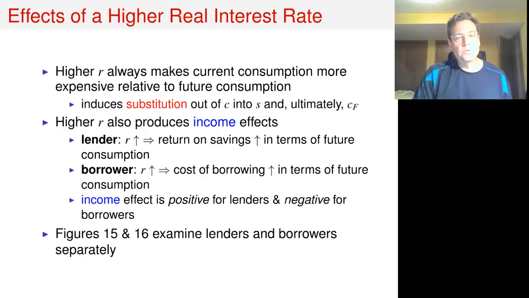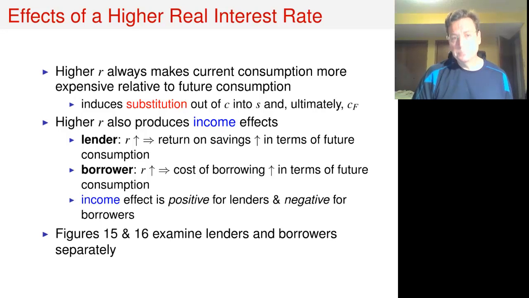Although the substitution effect of a higher real interest rate affects borrowers and lenders in the same way, it always makes current consumption more expensive and encourages people to save more. It turns out that the income effect will depend on whether you're a lender or a borrower. I think this is fairly intuitive.